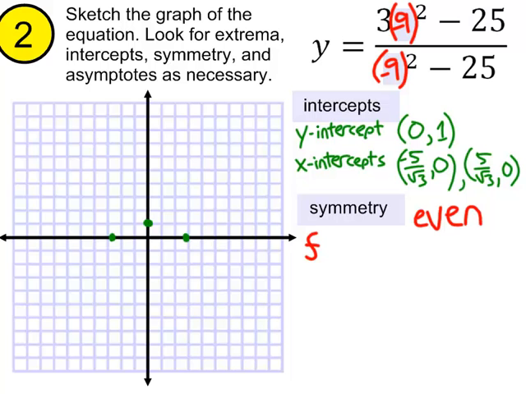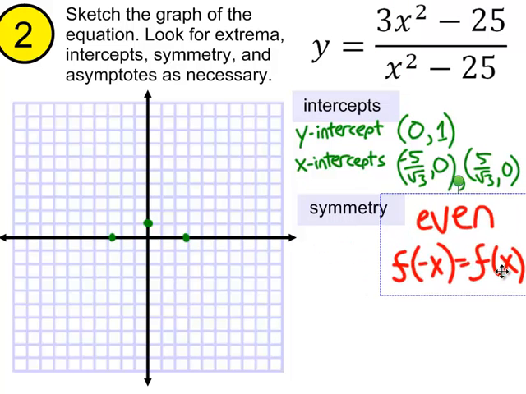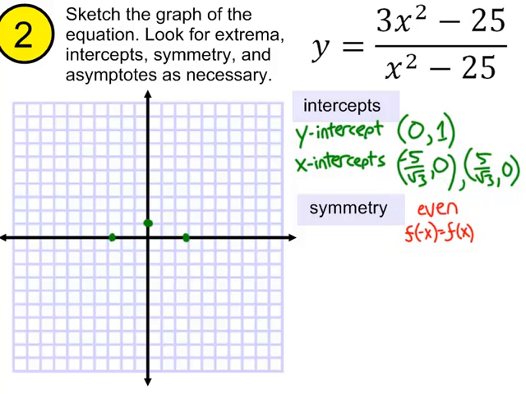And algebraically what that means is that f of negative x gives you the same result as f of positive x. And graphically what that means is that, again, it's symmetric across the y-axis. And we already see a hint of that with our x-intercepts, the fact that we saw one of them mirrored across the y-axis there. So let's look at vertical asymptotes next. We'll do that separately from horizontal asymptotes.